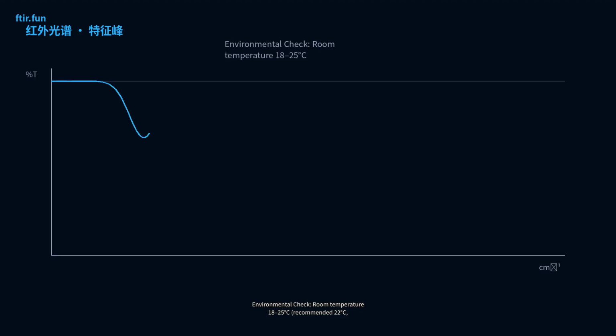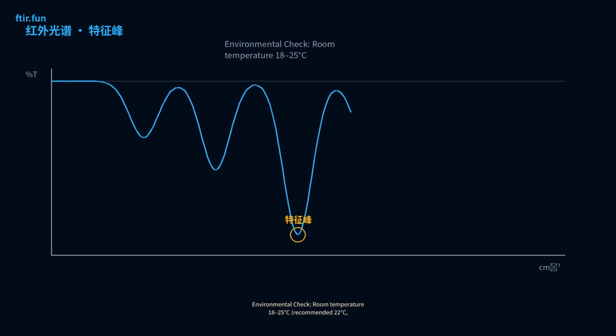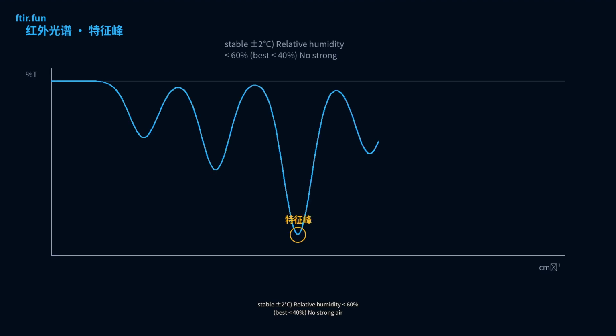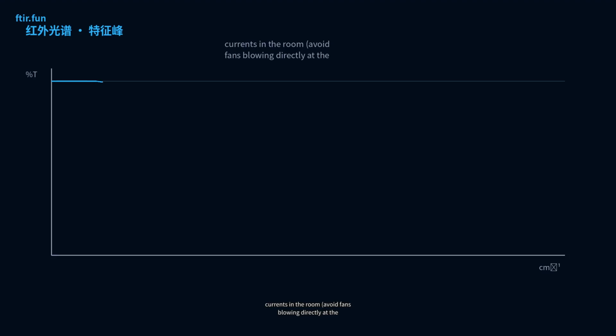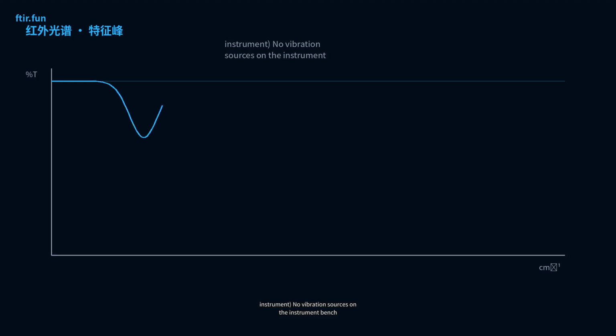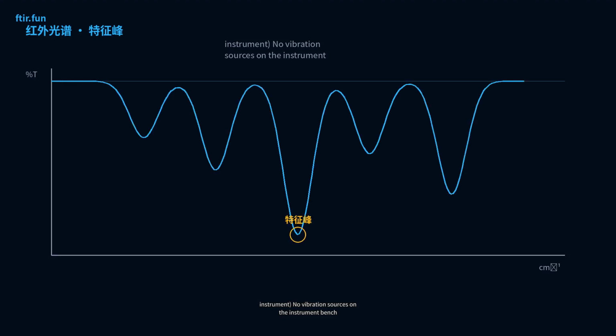Environmental check. Room temperature 25 degrees C, recommended 22 degrees C, stable plus or minus 2 degrees C. Relative humidity below 60%, ideally below 40%. No strong air currents in the room. Avoid fans blowing directly at the instrument. No vibration sources on the instrument bench.